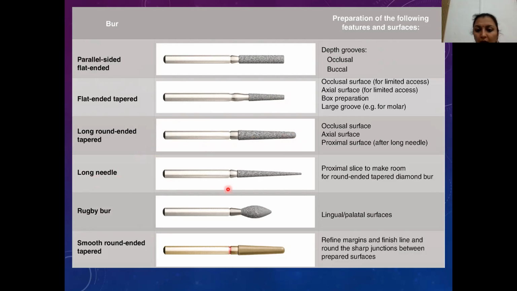Then the long needle, proximal slice to make room for the round-ended tapered diamond bur. Then the rugby bur is used for lingual or palatal surfaces. Then the smooth round-ended tapered is used to refine margins and finish line and round the sharp junctions between the prepared surfaces.